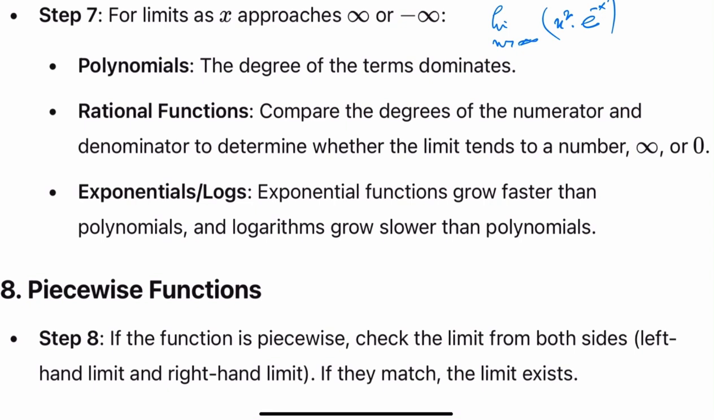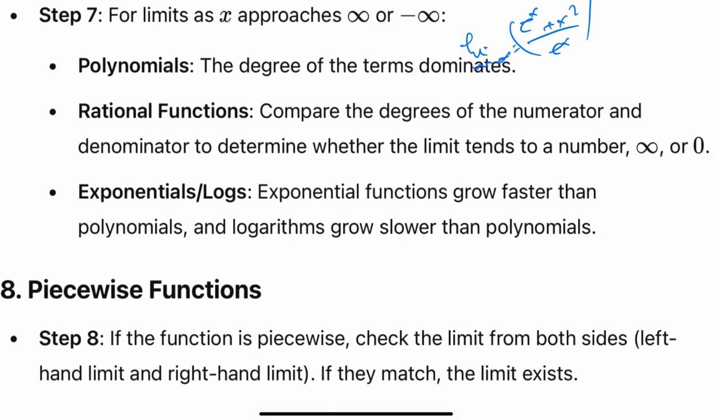Another example, we want to know the limit of this function, exponential of x plus x squared divided by exponential of x. We need to find the limit when x goes to infinity of this function. So this is a ratio of two functions, where the numerator is e to the power of x plus x squared, and the denominator is e to the power of x. To simplify, divide each term in the numerator.